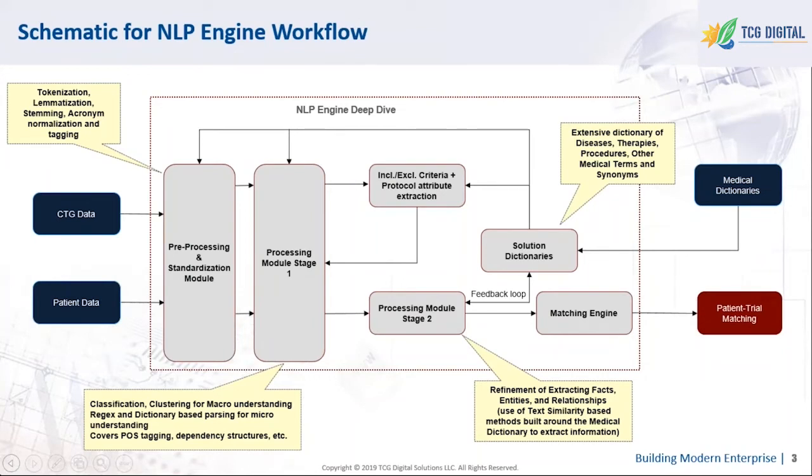So once we've done the pre-processing, then we go into the processing stage 1, where the focus is a macro understanding of these criteria or the attributes. We've used regular expression to parse these text items. We've also covered part of speech tagging and dependency structures. As a phase 2 of the processing, we've also looked at facts, entities, and their interrelationships using certain text similarity based approaches. And finally, we have the matching engine, which facilitates the patient to trial matching.